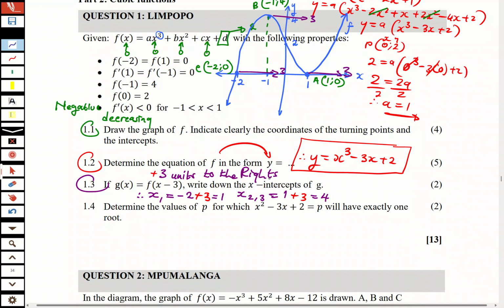I hope that you understood that. So you simply add 3 to each value of x there, or 3 to each root of your function f of x. Now in 1.4, they say that we have to determine the values of p for which x squared minus 2x plus 2, which is equal to p, will have exactly 1 root.